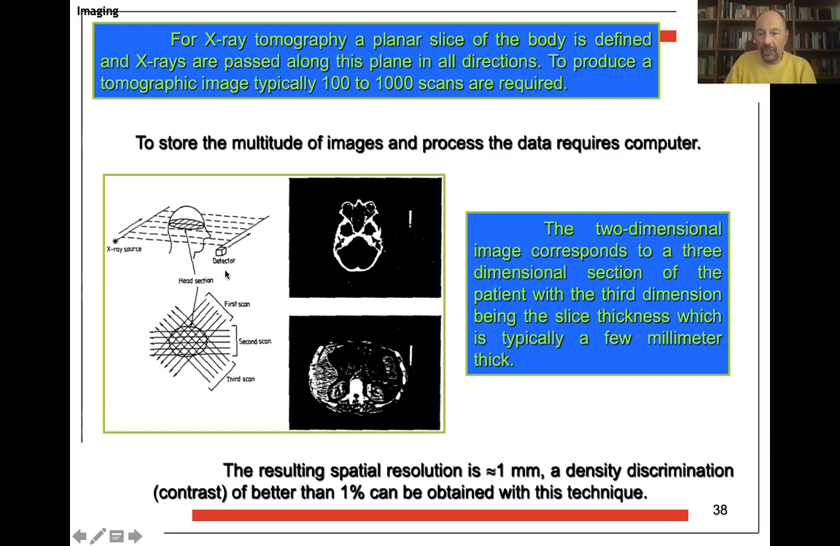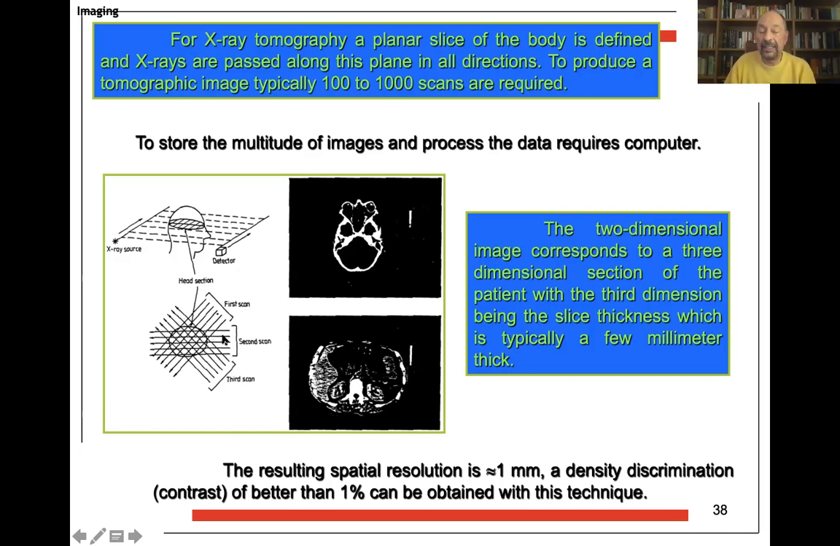You see how essentially this is a two-dimensional image that corresponds to a three-dimensional section of the patient, with the third dimension being the slice thickness, which is typically a few millimeters thick. So you go through a slice of the patient. Here you move the X-ray source, you move the detector, and eventually you end up with an image like that. Or if you go into the abdomen, you come out with a slice like that.